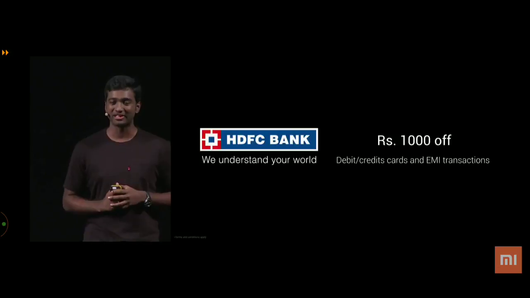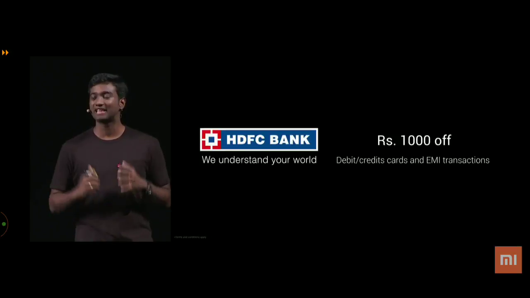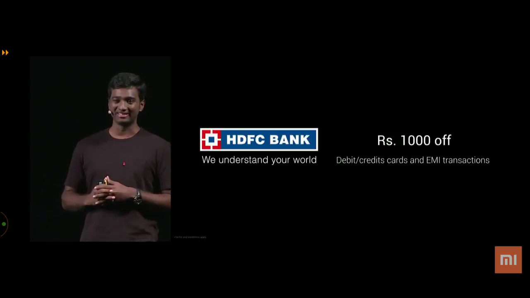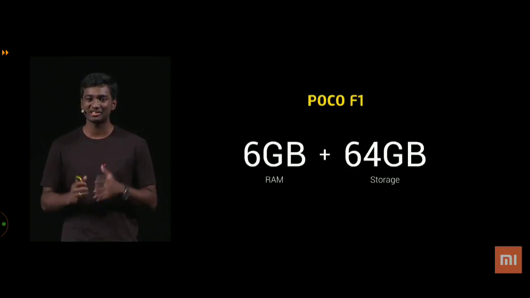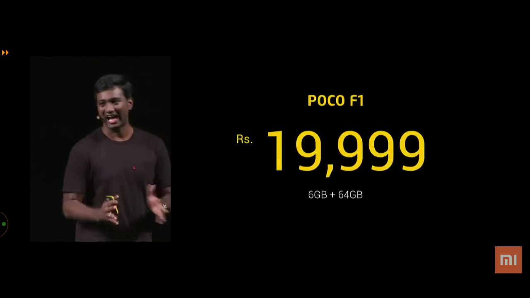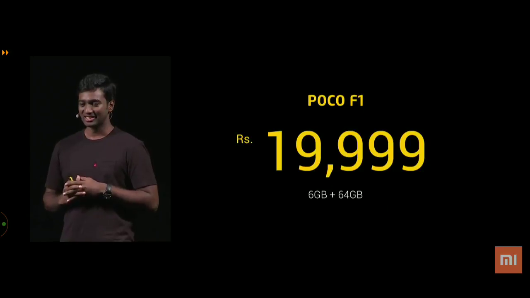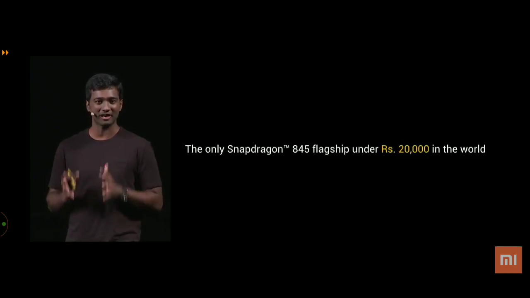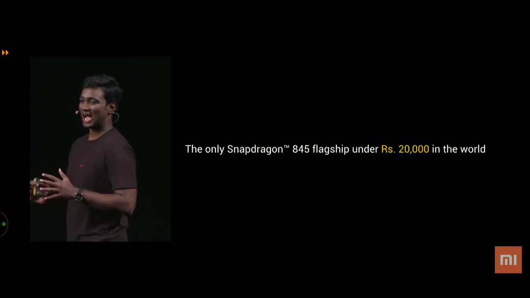We are partnering with HDFC Bank here, and for the very first sale, we are giving 1,000 rupees instant discount. Now what does this mean? This literally translates to POCO F1, the 6+64 variant at 19,999. So this makes POCO F1 the world's only Snapdragon 845 flagship priced under 20,000 rupees. We are very happy to announce this today.